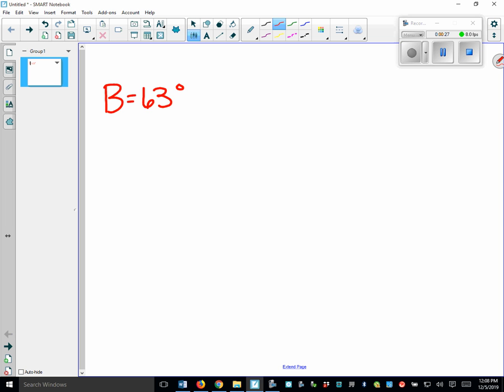A is 26, B is 42. The directions say solve the triangles. How? Law of sines. So what do I do?